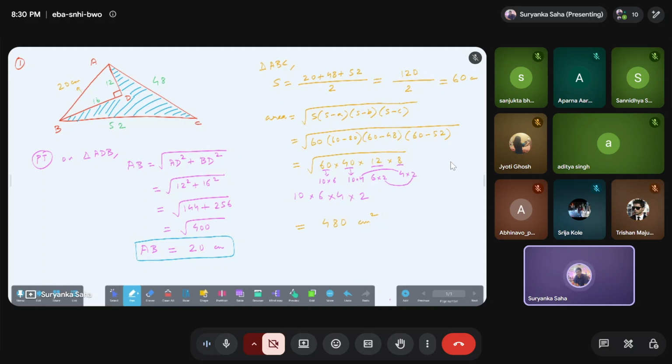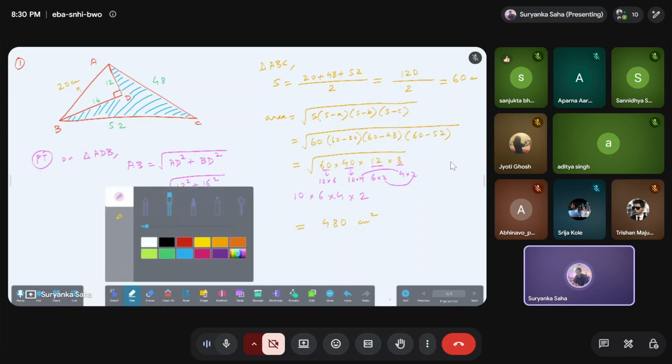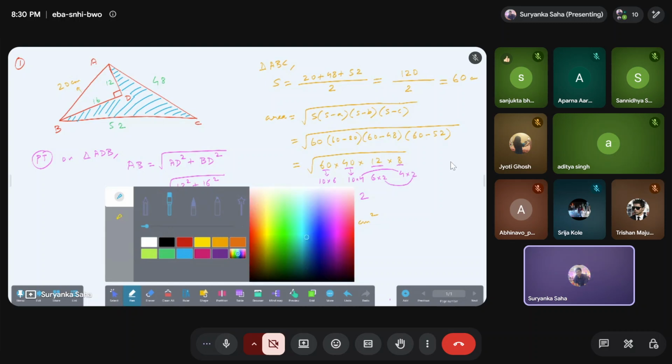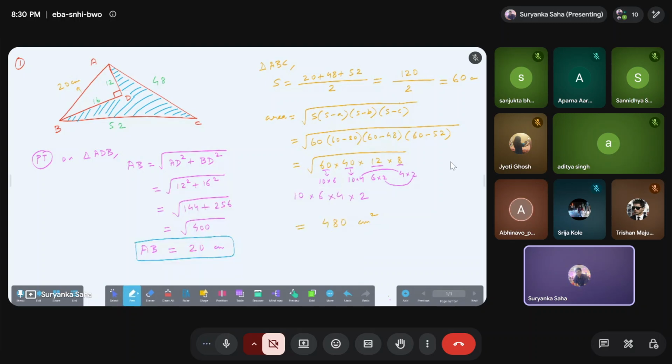480 is coming. What is the matter? Strange thing. You are getting 240. I don't know who is getting 240. Tell me honestly. I am getting 480. How? Where is the mistake? Realize the mistake. Have you understood the mistake?